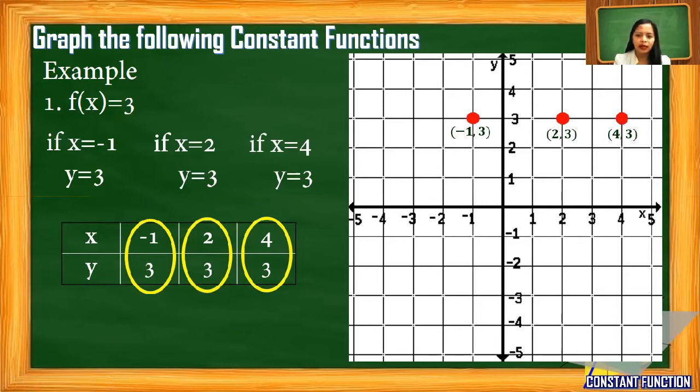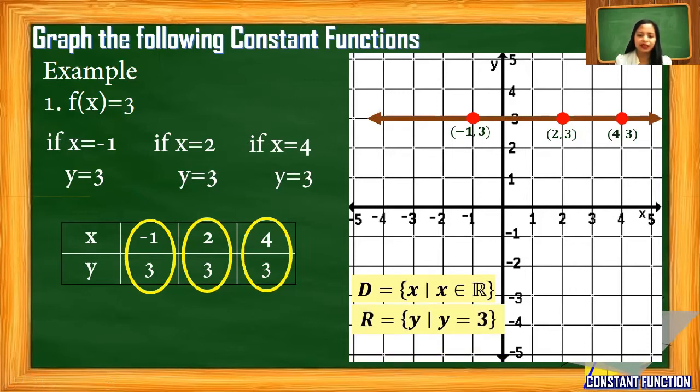Again, y is the value of our constant. If we connect these points, we have this graph. The graph of f of x is equal to 3 looks like this, where the domain is any real number and the range is equal to 3.